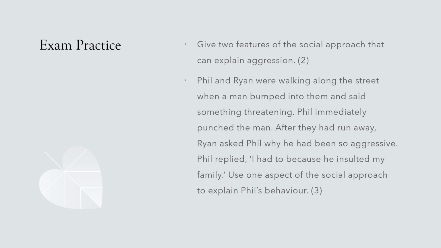And then this 3-mark question. Phil and Ryan were walking along the street when a man bumped into them and said something threatening. Phil immediately punched the man. After they had run away, Ryan asked Phil why he had been so aggressive. Phil replied, "I had to, because he insulted my family." Use one aspect of the social approach to explain Phil's behaviour. So make sure you mention Phil in your answer and obviously describe a key term from the social approach in explaining aggression. Again, you can choose what you write about. You may wish to write about gender norms. I think that fits probably the best.